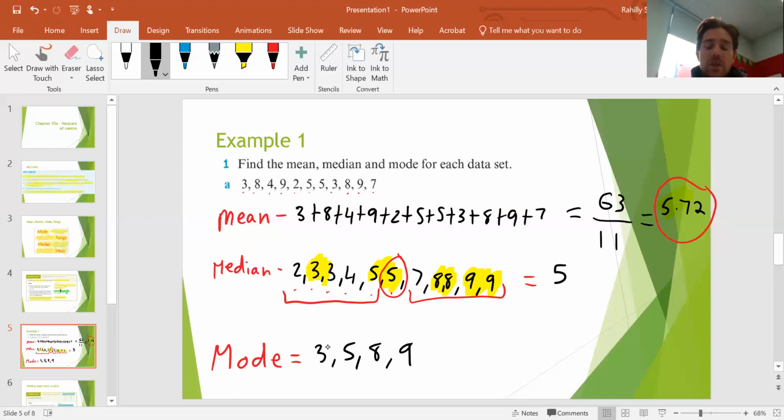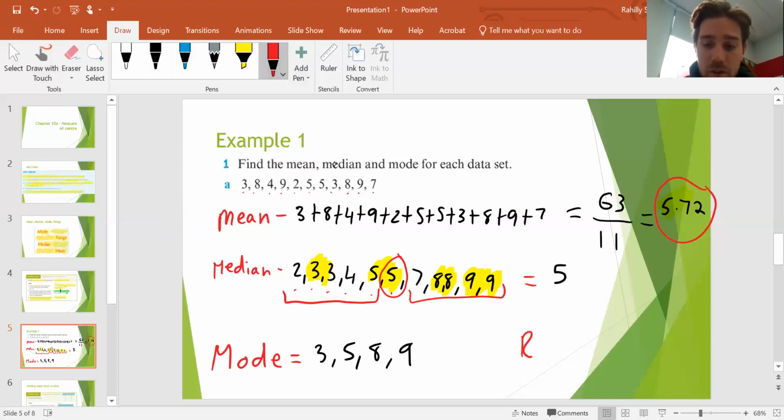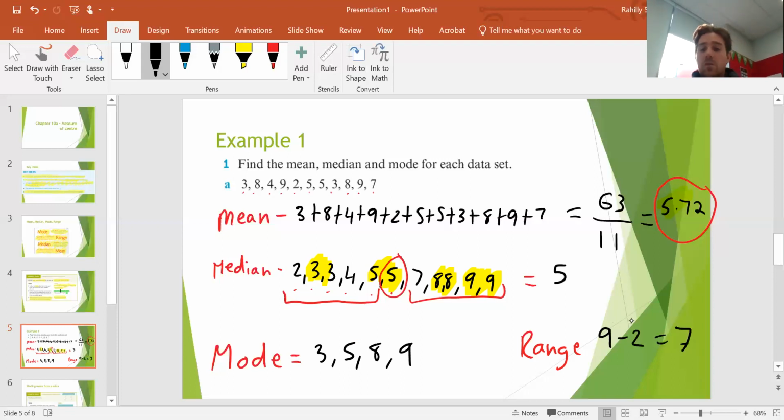So when it's been given in a list, that's how you're going to work out your mean, median, and mode. All right. To work out the range, I know you're not being asked to do that, but the range is our highest value, which is 9, take away our lowest value, which is 2, which equals 7. So that's how you work out your range as well.